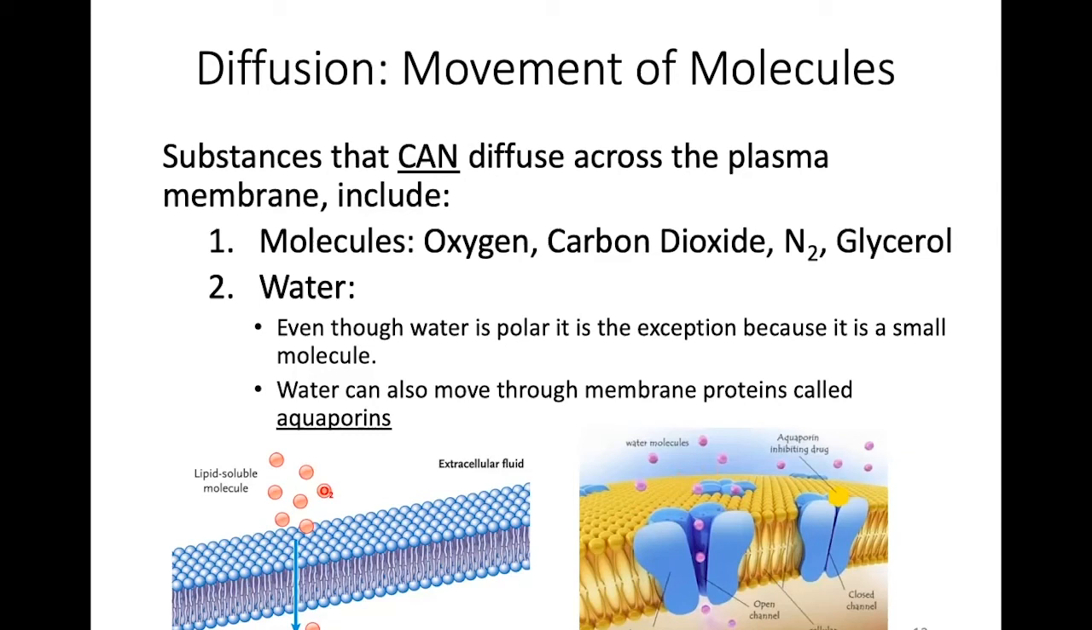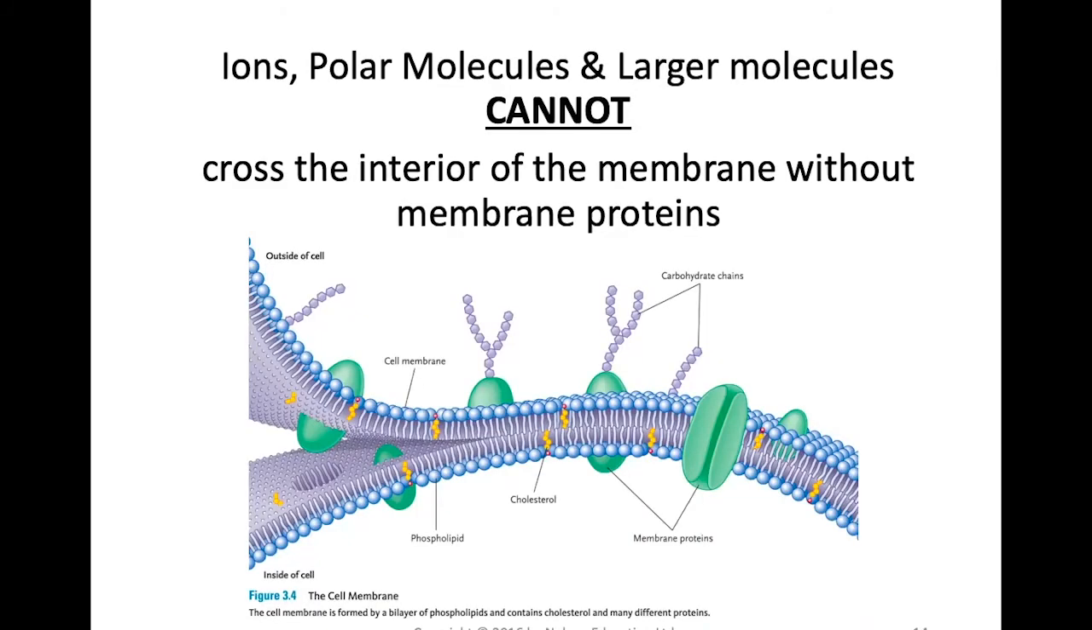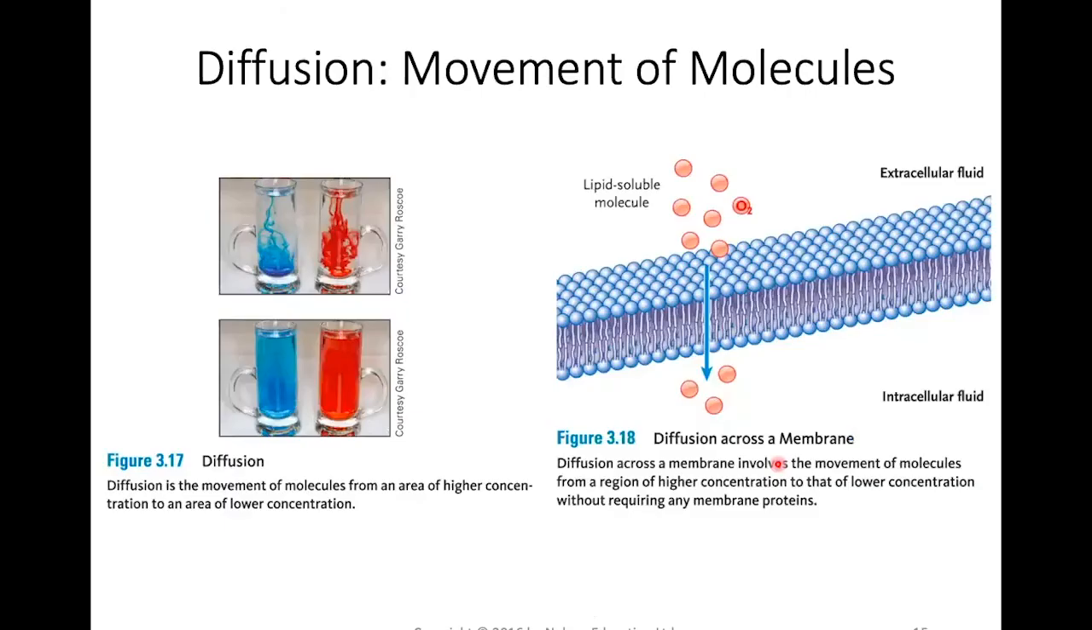So as I mentioned, ions, which are your charged atoms, right? Your charged elements, your sodium ions, chlorine ions, potassium ions, you name it. If it has a charge, it cannot pass through. Polar molecules, except for water, cannot pass through the hydrophobic environment, and larger molecules can't as well. They require specific membrane proteins, whether they be channels or co-transporters or pumps that are going to bring them into or out of the cell.